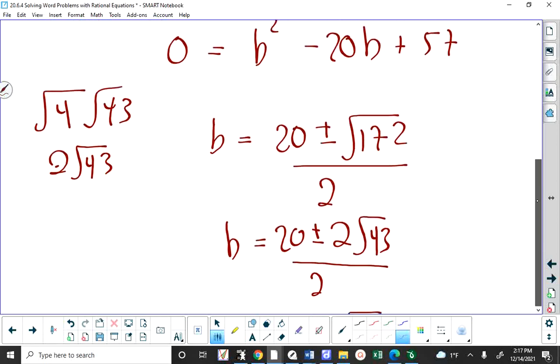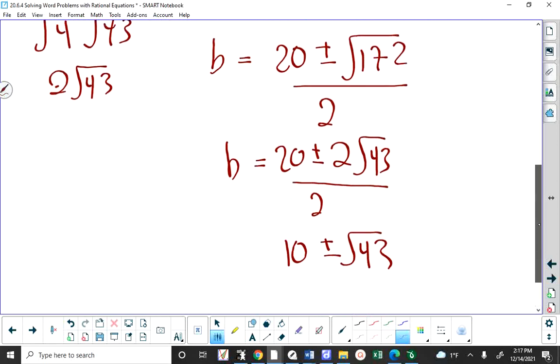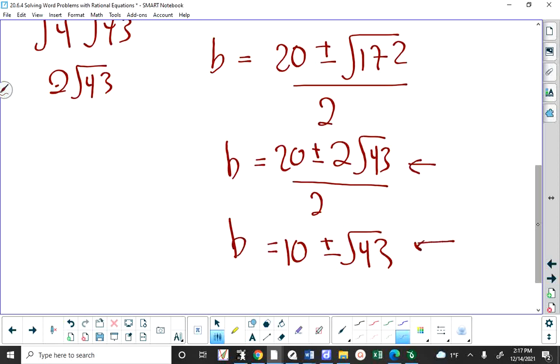Seamus, given the fact that it said to the nearest hundredth, quite frankly, we don't need to do this or that. You could just go up top and go 20 plus the square root of 172, hit equals, and then divide by 2, and then repeat it for the minus. Does that make sense? Good. Any other questions before we get started today? Go ahead, Lynette. 3D.